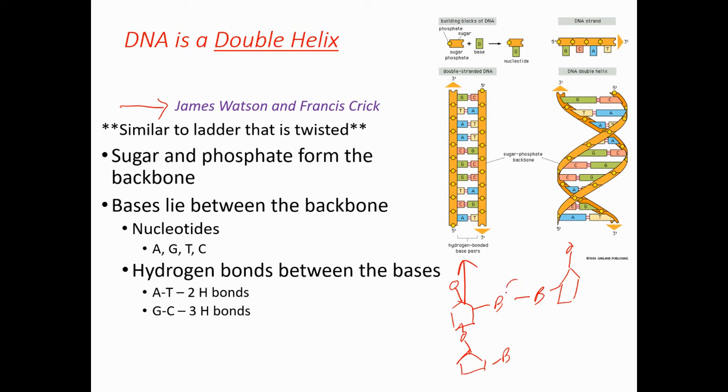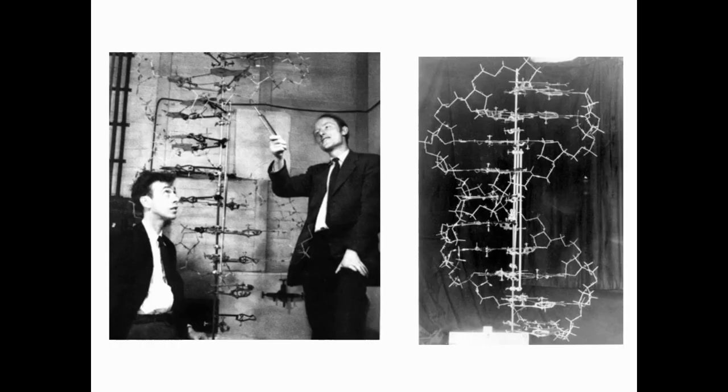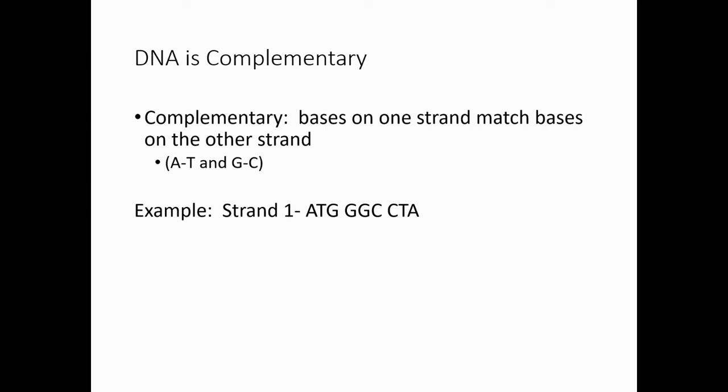In between, what connects those bases is a hydrogen bond. Between the adenines and thymines, there are 2 hydrogen bonds. Between the guanines and cytosines, there are 3 hydrogen bonds holding that double helix together. Here is their model: outside, sugar phosphate; inside, the bases, held together by hydrogen bonds.